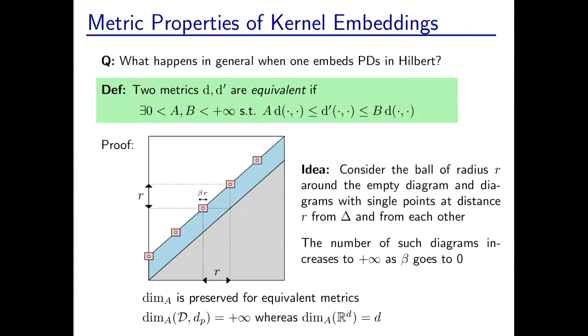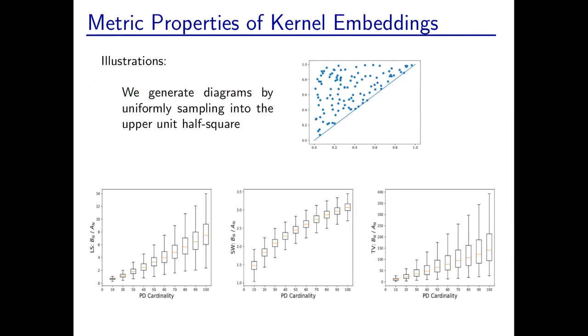This is a small illustration of this. Here is a synthetic example where I'm just generating points in the unit upper half square, and I'm looking at the distribution of the ratio between the distances. I'm comparing the ratio of the Hilbert distance and the original diagram distance, for different kernels: landscape, Sliced Wasserstein, and the finite metric embedding that I showed you earlier, for an increasing number of points in the diagram. You can see that the distribution gets more and more scattered, not for Sliced Wasserstein, but for the two others, and the median of the distribution is strictly increasing. Again, this is just an illustration of the previous statement.